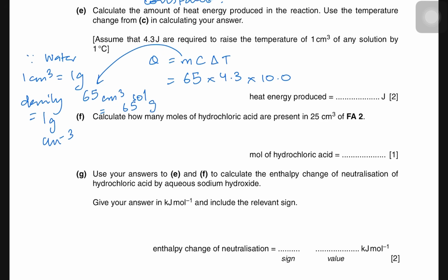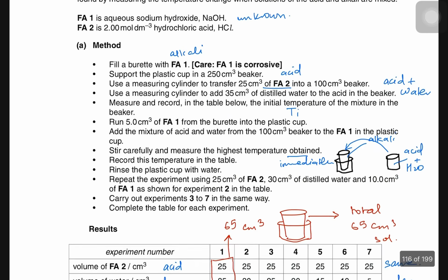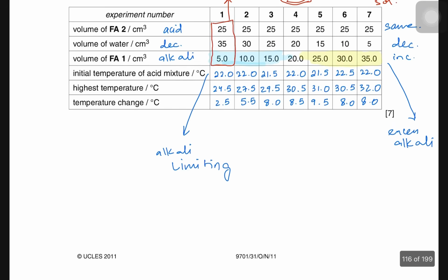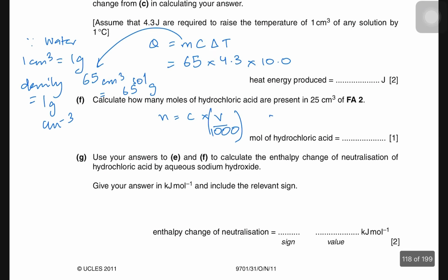Calculate how many moles of hydrochloric acid. Moles is equal to concentration times volume divided by 1000 to convert it into decimeter cube. If we go back, we can see the concentration of the acid was 2 and the volume of the acid each time was 25-ish. So 25 times 2 divided by 1000. So it's going to be 0.050 moles.